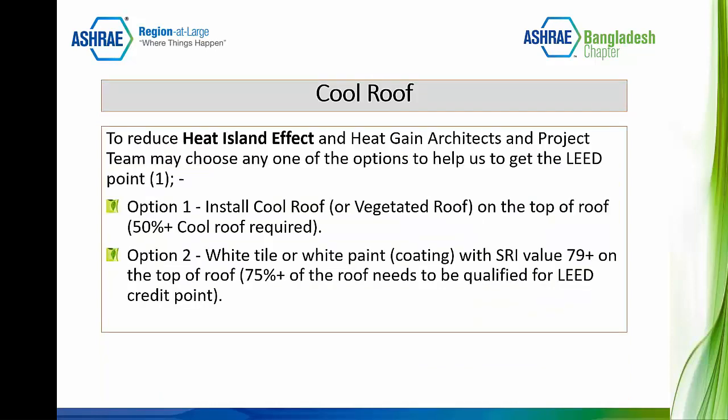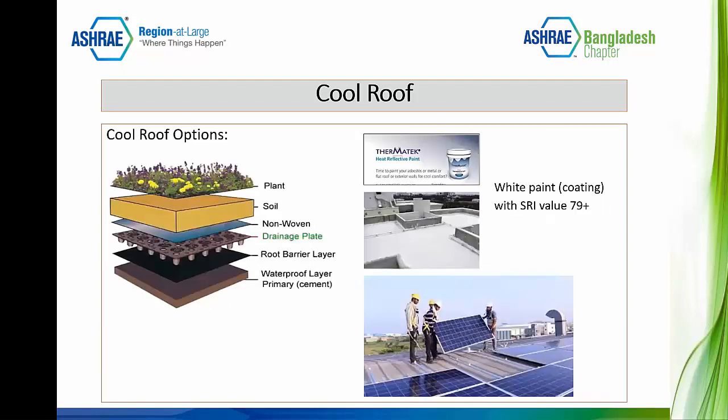On top of that, you can have your cool roof options. After that insulation, you can have a vegetated roof, some sort of gardening. You can have SRI paint, or you can have solar. They also reduce your heat gain significantly, okay? Because the roof has the biggest surface exposed to the sun, which brings a lot of heat inside. So these are the options. These all are available options to you.